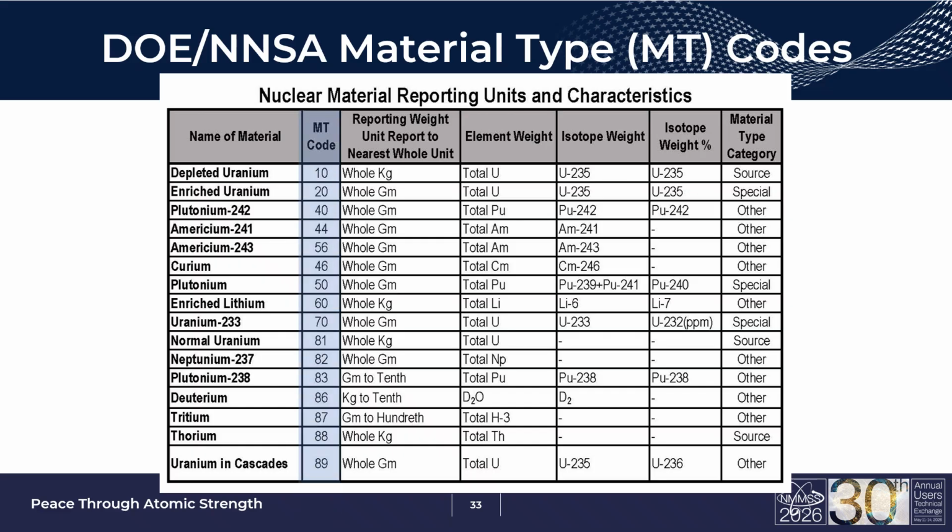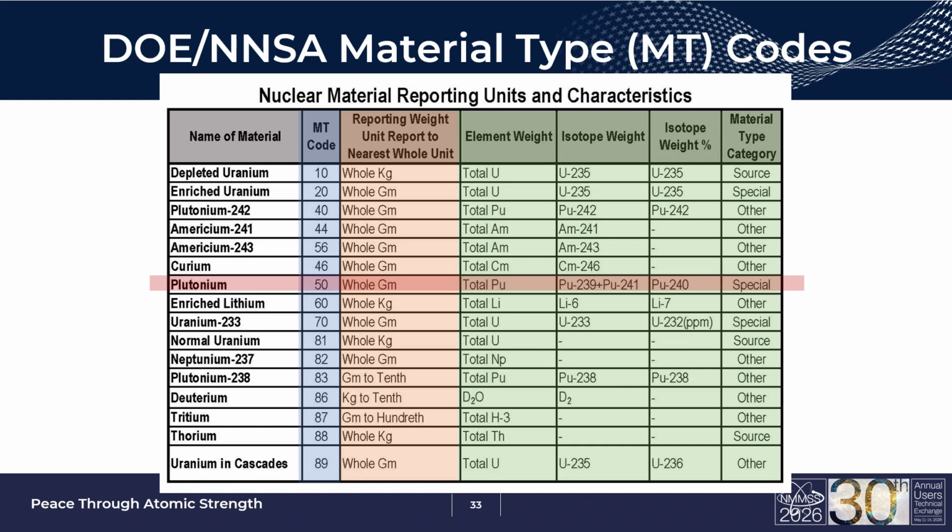Note that this table defines specific information on how each nuclear material is reported, such as the material type code. In addition to the reportable material type code, the reportable unit is listed, which indicates how quantities for that material type are interpreted when reporting to NMMS. Do not include the reportable unit when reporting quantities to NMMS. Also, the representations for element, isotope, and isotope weight percent are specified. Also, the category type for the material is listed, whether it's source, special, or other.